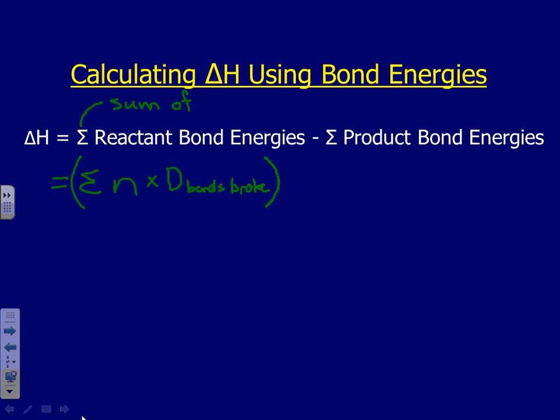We have to total all those up, minus, and then again, the sum of n times the D's for the bonds formed. We'll make that a big bracket there. The only reason I'm writing that is because, number one, for the video, I'd like it to be a little more systematic for people who are watching it. And number two, it's in line with our textbook.